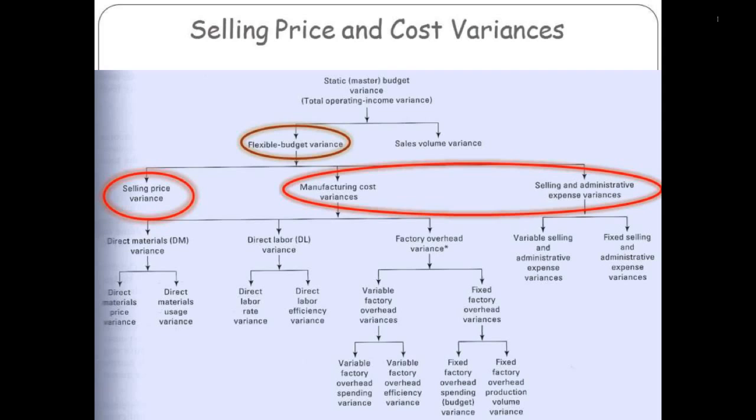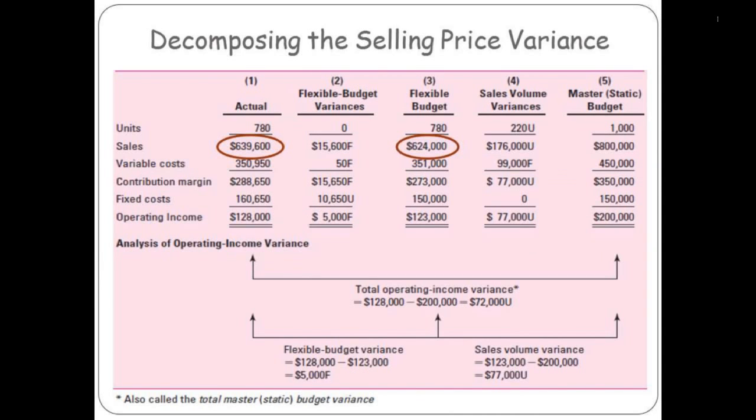We've seen that we can calculate the flexible budget. That's what we did before this little diversion. Now let's see how we can break that flexible budget down and get more knowledge. We see that we would have expected to sell $624,000 worth of goods. However, we sold $639,600 worth of goods, giving us a $15,600 favorable variance here.